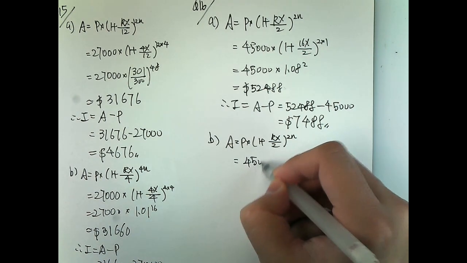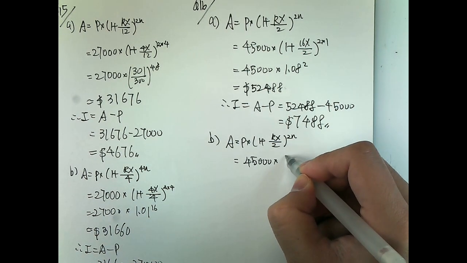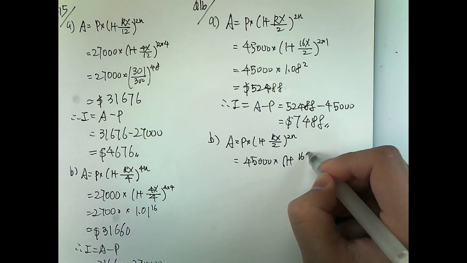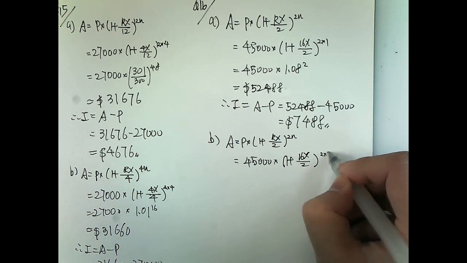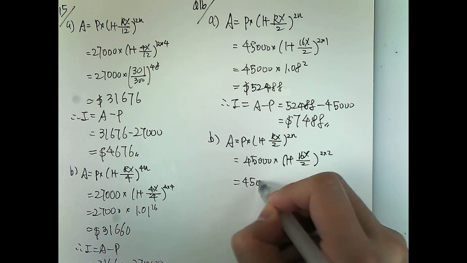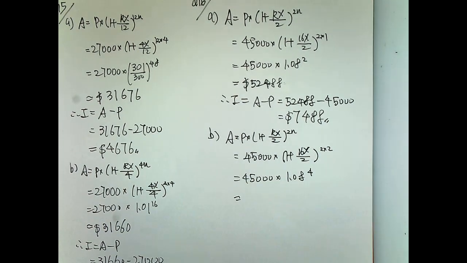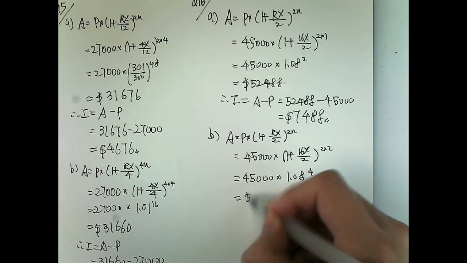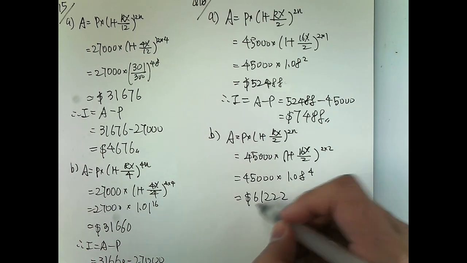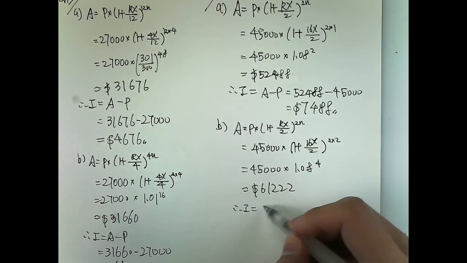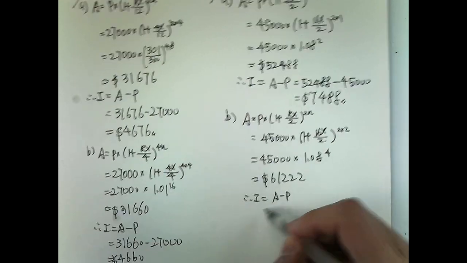So 45,000 times 1 plus 16% divided by 2. This 2 times 2, understand, not 2 times 1. 1.08 to the power 4. So it would be 61222. So I equals A minus P.